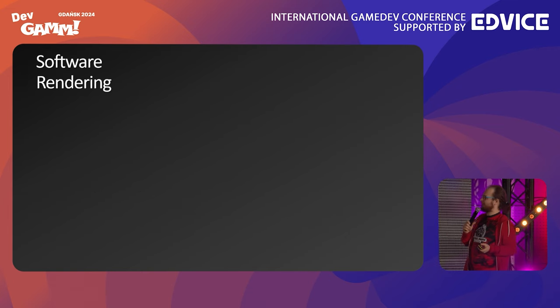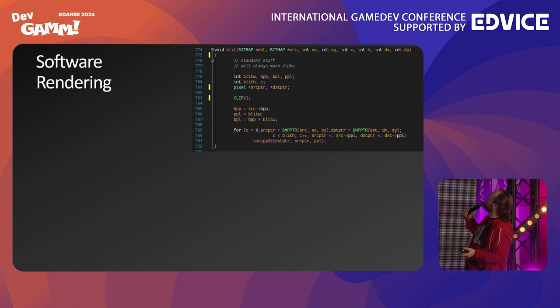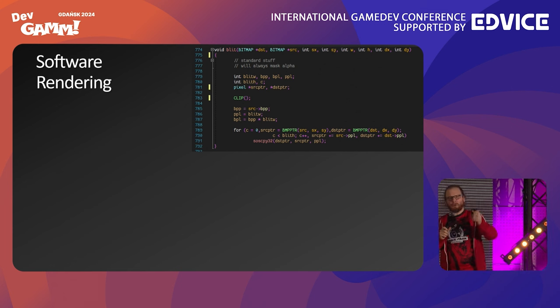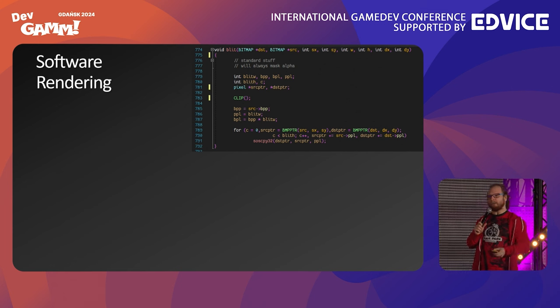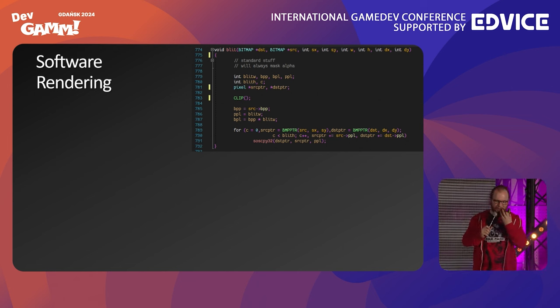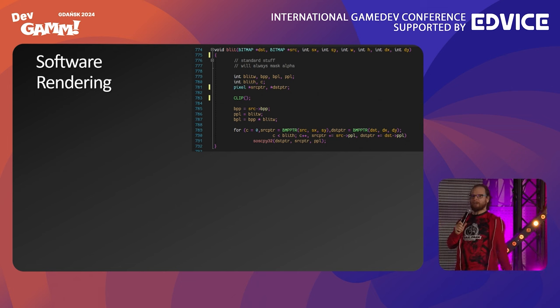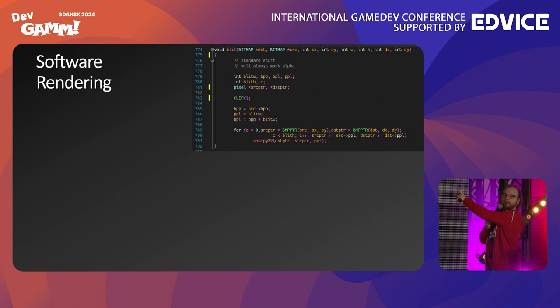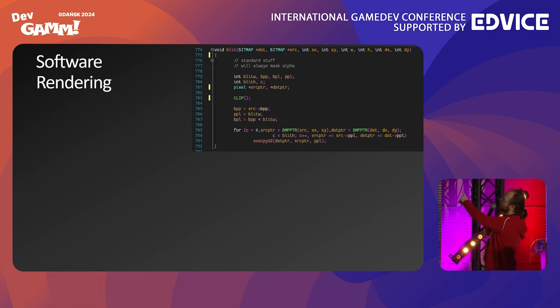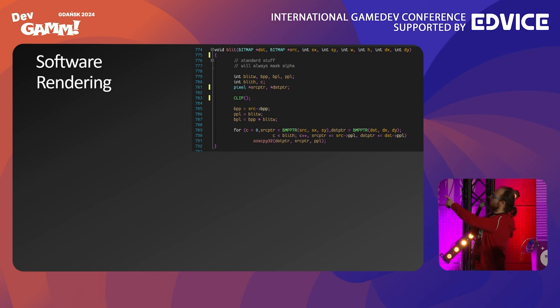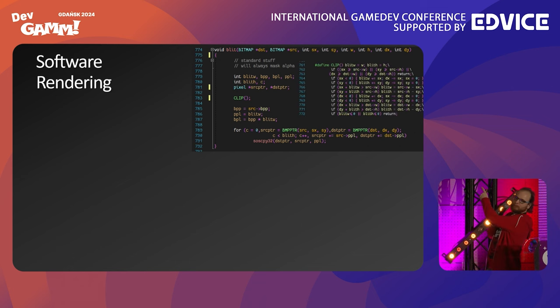Sorry for going really fast, but we're really running out of time. People think that software rendering is a really complicated thing for really old game devs with long beards who've been around for decades. No, this is a blit function. It draws images on the screen. How many lines is that? Less than 20? It does call this macro. This is the macro. Look at that. It's just a bunch of ifs.